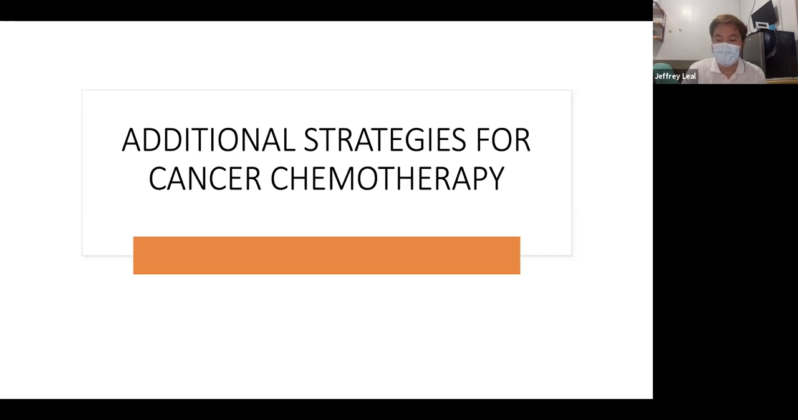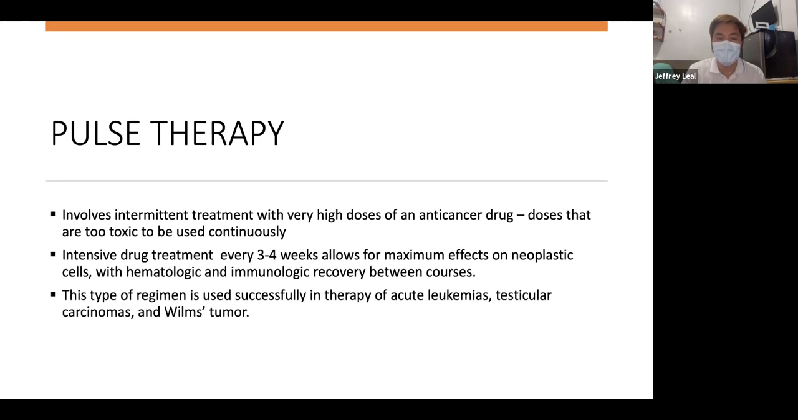Additional strategies for cancer chemotherapy, we have the pulse therapy, which involves the intermittent treatment with very high doses of your anti-cancer drugs. The doses that are too toxic to be used continuously. Yung parang hindi cycle pa rin siya, pero konti-konti lang yung dose na binibigay. So it is an intensive drug treatment every 3 to 4 weeks, which allows for maximum effects in neoplastic cells with hematologic and immunologic recovery between courses. And this type of regimen is used successfully in the treatment of acute leukemias, testicular carcinomas, and Wilms tumor.